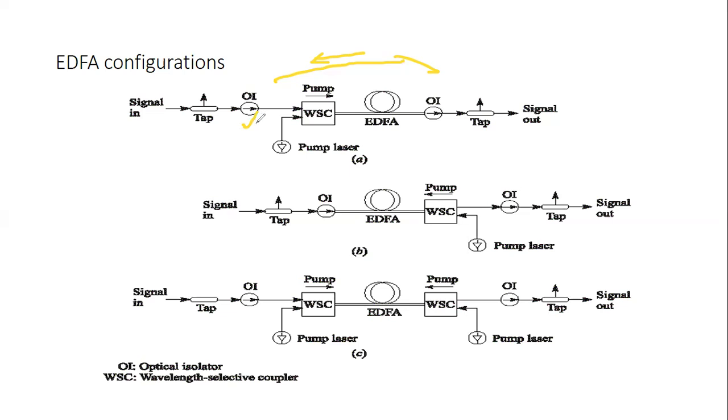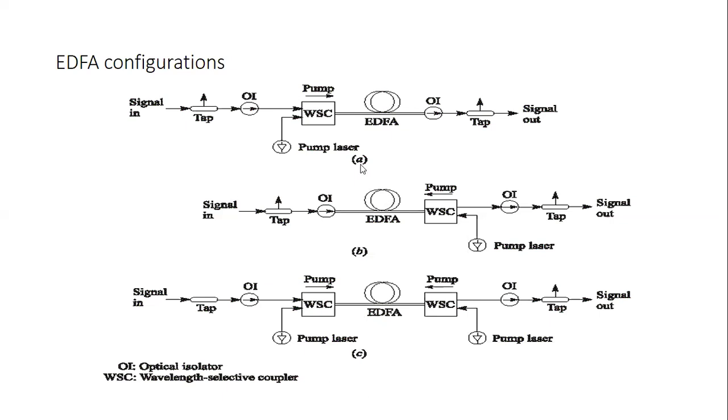So what we can say? We can say the optical isolator prevents the amplified signal from reflecting back to the device from where it is generated. So this is all about the different components used while configuring the EDFA. What are those components? Tap couplers, optical isolators, pump, EDFA, again OI and tap.